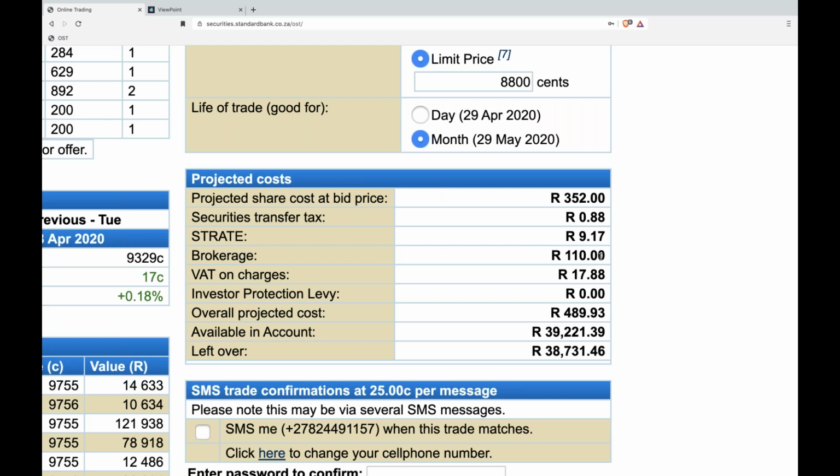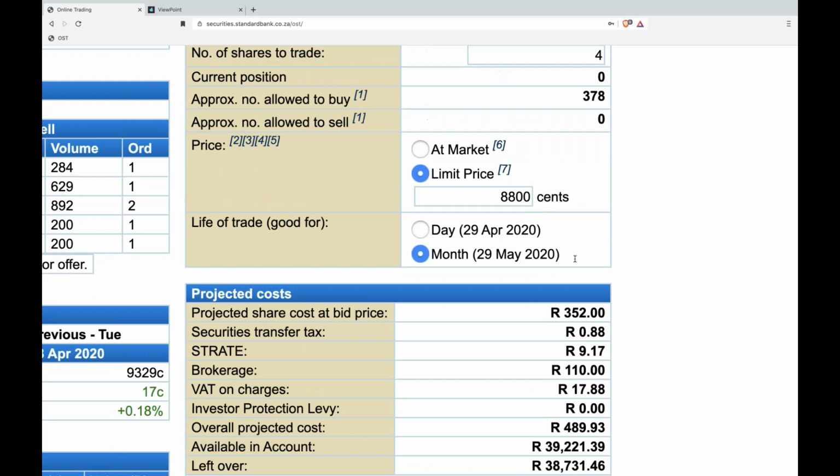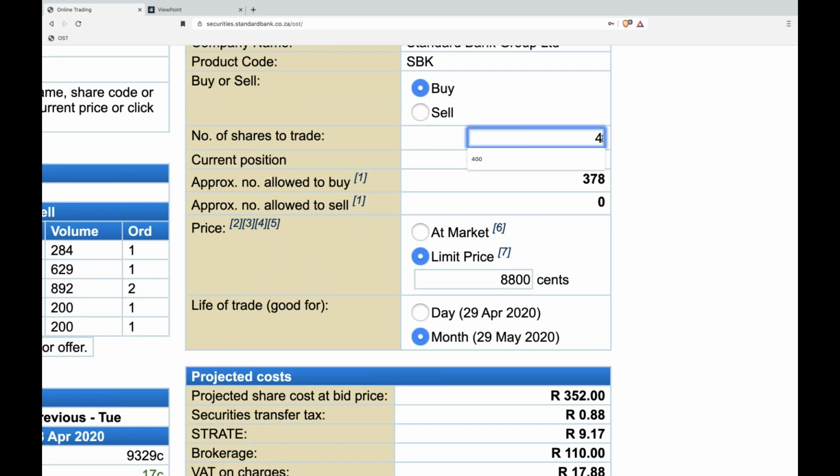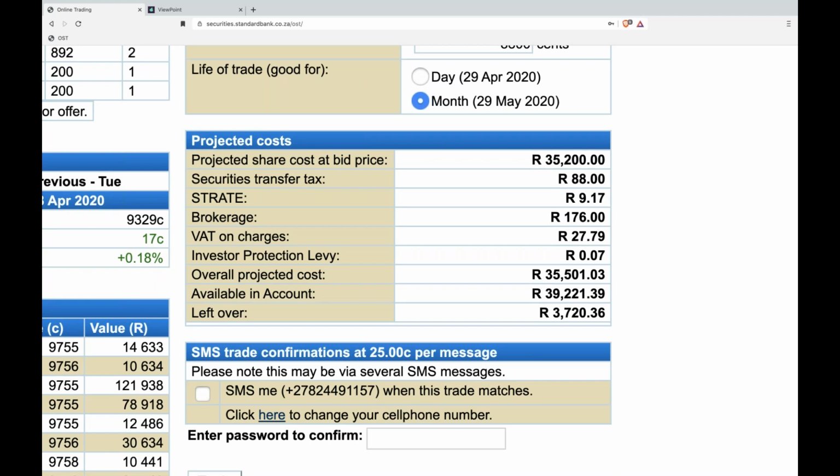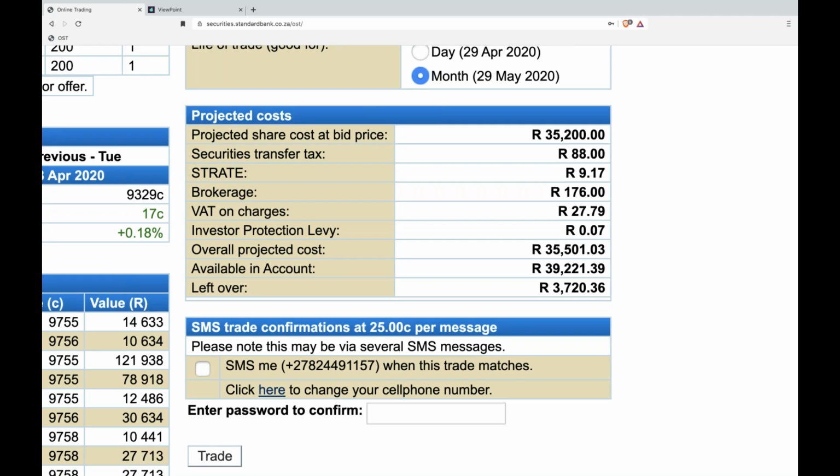Now, how do we get to make that minimum? Essentially, you've got to do a 22,000 Rand transaction, and then your 0.5% is 110 Rand. In this case, I'm wanting to do 400 shares, so my brokerage will be 176 Rand. I'm then charged VAT. VAT is on brokerage and straight, in this case 27 Rand and some cents. And then investor protection levy, which is in this case 7 cents. So really quite tiny.